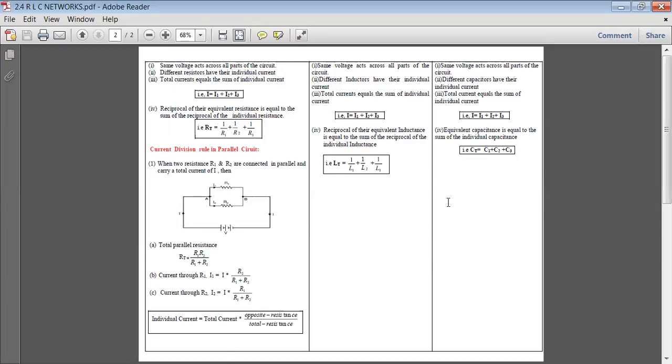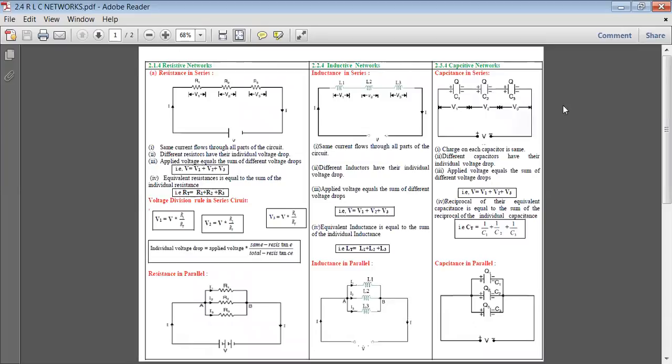So we have completed the topic called network: resistive network, inductive network, capacitive network.